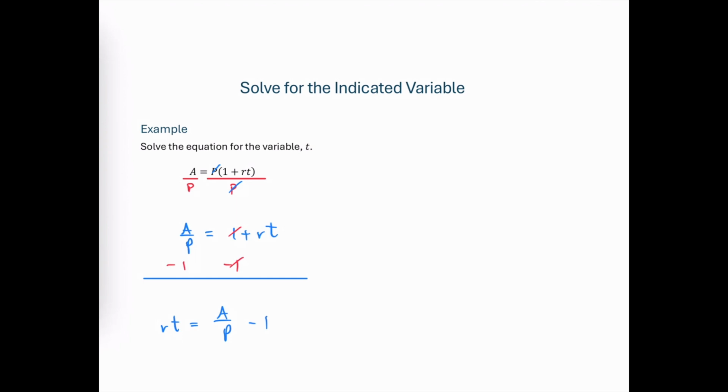minus 1. Again, we're trying to get t by itself, and now we're ready to divide both sides by r, which will completely isolate the t. The r's cancel, and on the left-hand side, we're now left with just t. However, on the right-hand side, what we have is a complex fraction. A complex fraction is one with more than 2 stories.